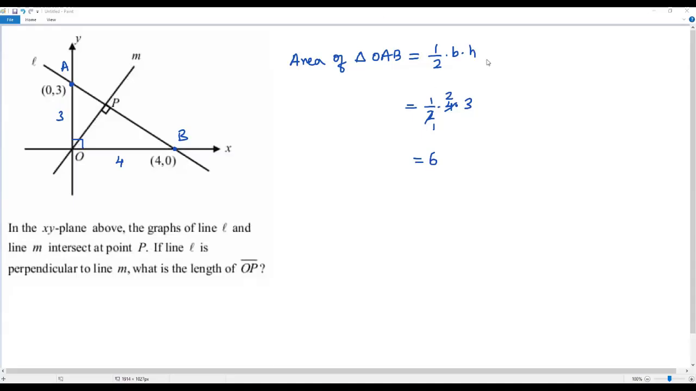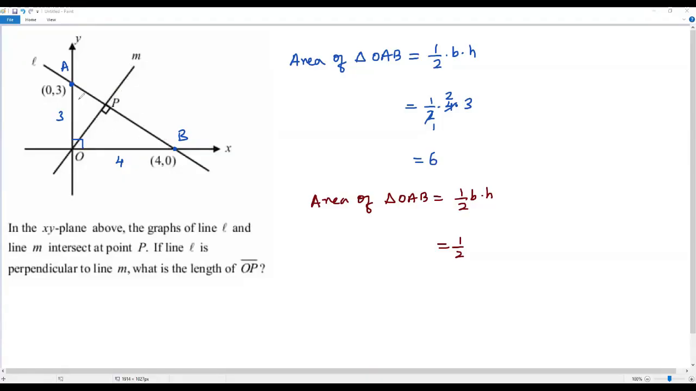Okay, now let me approach the area of the same triangle OAB in the other way. For this right triangle OAB, let me consider this AB, the hypotenuse, as the base of the triangle. When I consider this one as the base of the triangle, then this OP represents the height of the triangle. Now let me get the area in this way. That is, area of triangle OAB equals 1/2 times base times height, the same formula again. But this time I'm going to consider this AB as the base. So what is the length of this AB?